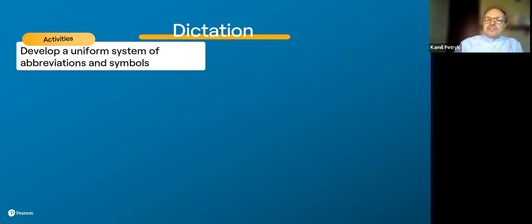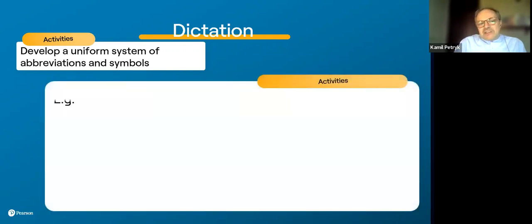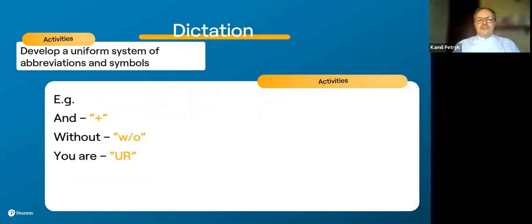So develop with your students a uniform system of abbreviations and symbols. Well, the most obvious ones would be, I know, plus instead of and, instead of without it is W and O, you are, letters U and R, somebody, S and B.